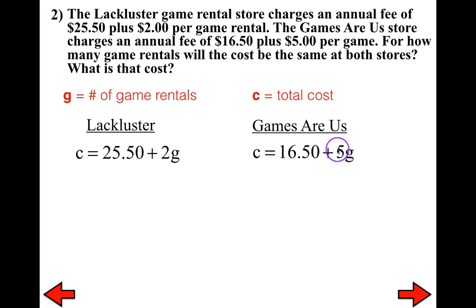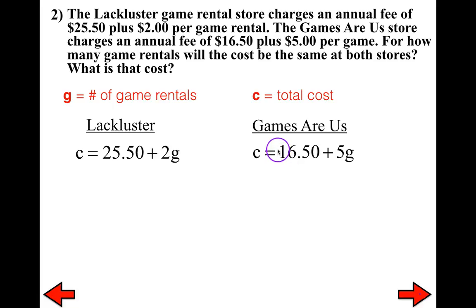But again, please understand if you put 5G in front of the $16.50, it's totally fine. In fact, we prefer to have it written that way. But again, I'm showing it to you like this because it's almost a direct translation from words to equation.